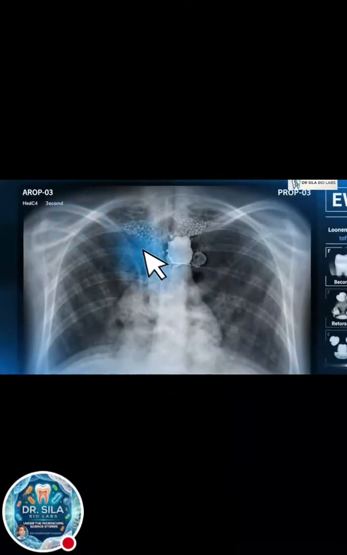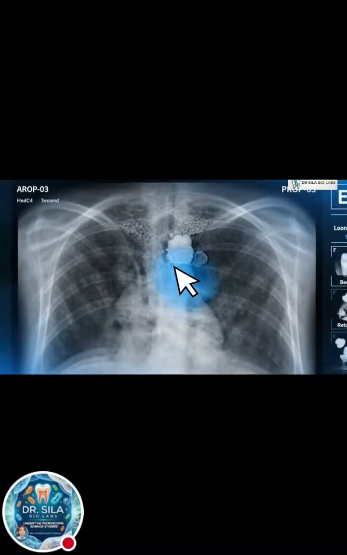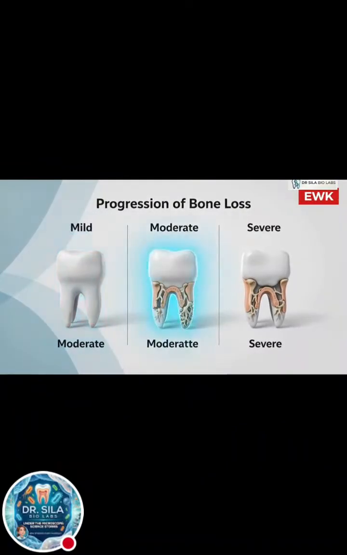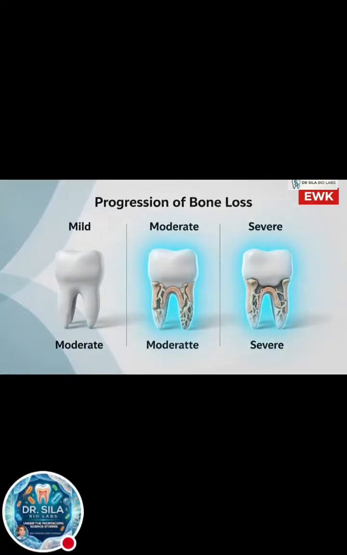Some patients first notice this when chewing or biting. Dentists often evaluate bone levels using clinical examinations and dental radiographs. Without treatment, bone loss can continue and eventually threaten the survival of the tooth.